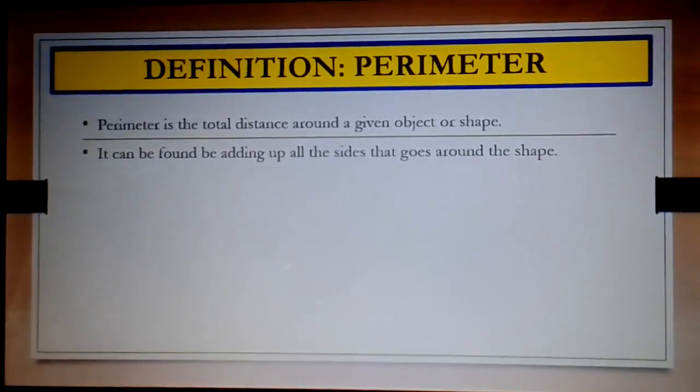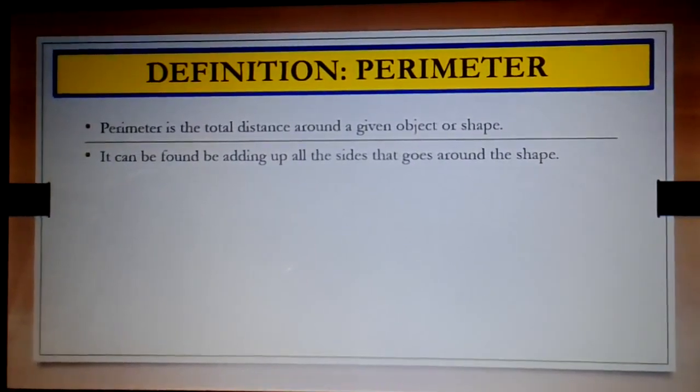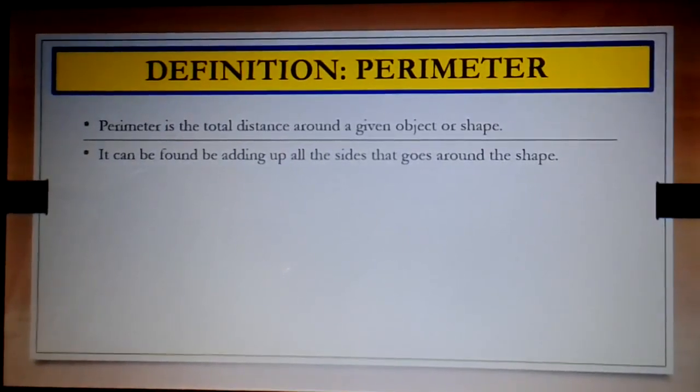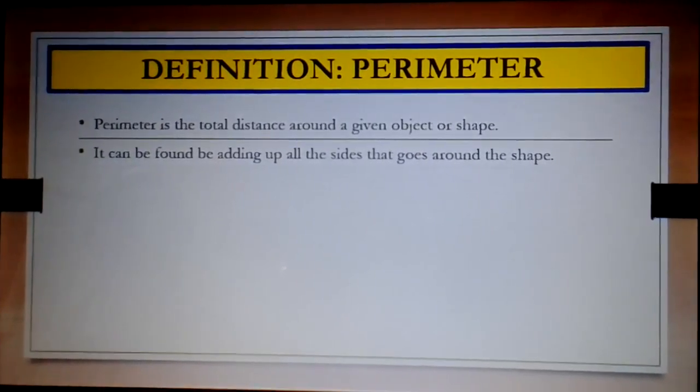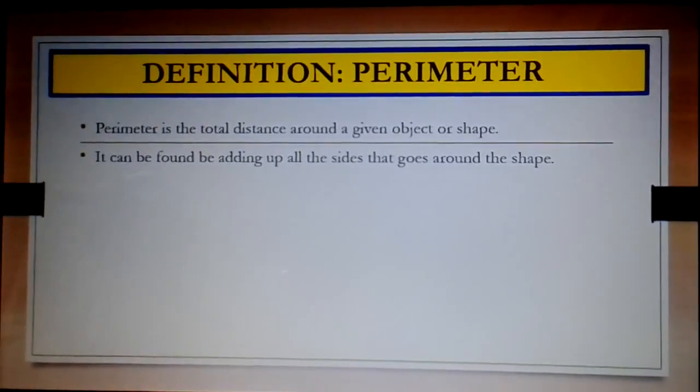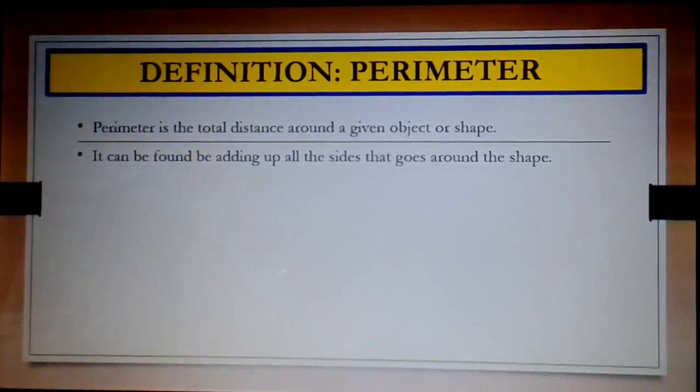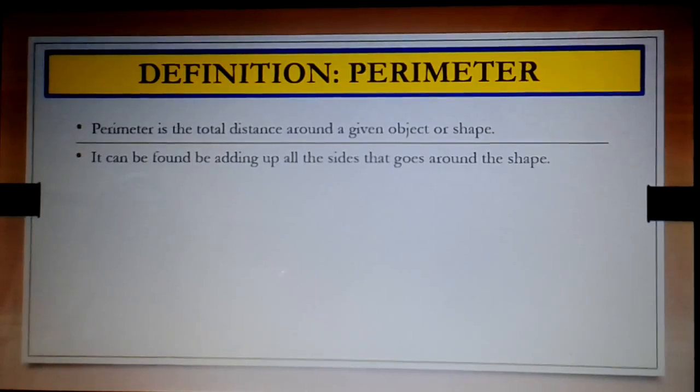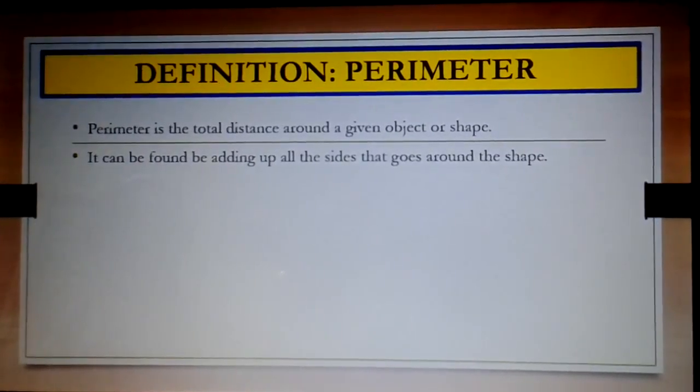Also, let us look at a possible definition for perimeter. Perimeter is the total distance around a given object or shape. It can be found by adding up all the sides that go around the shape.